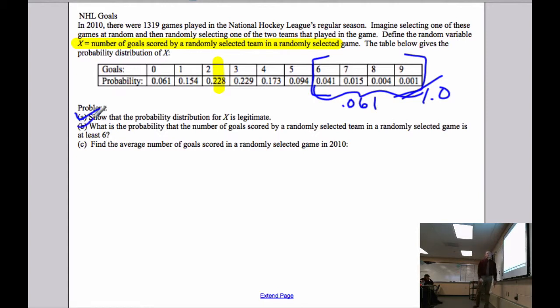Next, find the average number of goals scored in a randomly selected game in 2010. In 2010, on average, how many goals were scored in any given game? You look at the average. Is it obvious? No. And that's where the equation comes in that I'm going to teach you.